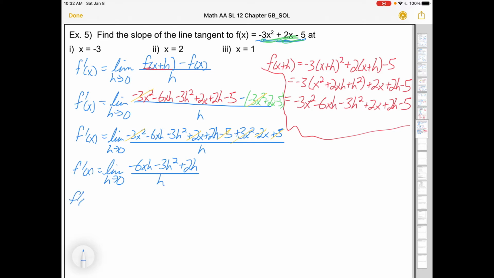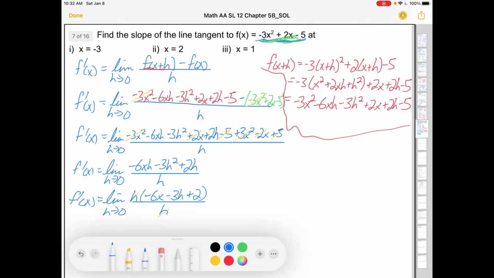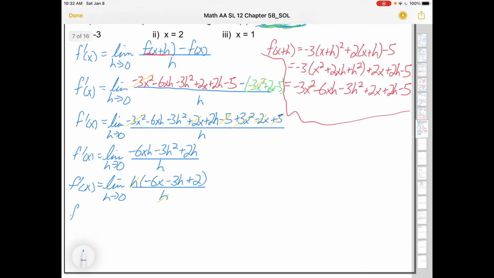And now we have to factor so that we can get rid of our problem h on the bottom. So there's a common factor of h. You could also have taken out negative h, but I think this is probably just as good. Okay, and now we can cross out those h's. They divide out. So we end up with f prime is the limit as h goes to 0 of negative 6x minus 3h plus 2.